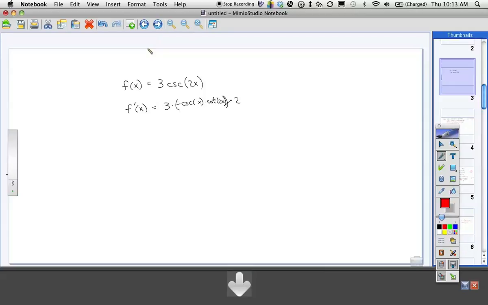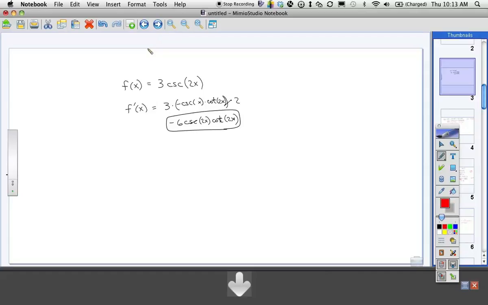Now looking at it, it turns out that it's all multiplication. There is no addition or subtraction. That's when we've got to be careful. So the parentheses I don't really need. So the 2 and the 3 I should put together with the negative to make negative 6 cosecant 2x cotangent 2x. That's my final answer there.